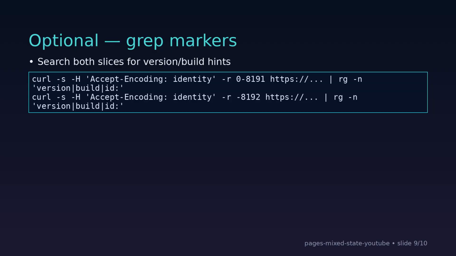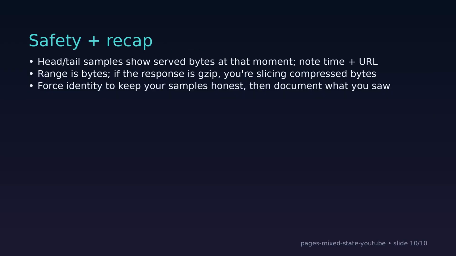Safety and recap. Head and tail samples are evidence of served bytes at that time, not proof of the whole document. Log the URL, time, and headers. Range is bytes. If the response is gzip, you're slicing compressed bytes, so force identity before using byte ranges. That keeps your samples honest and stops the gibberish.